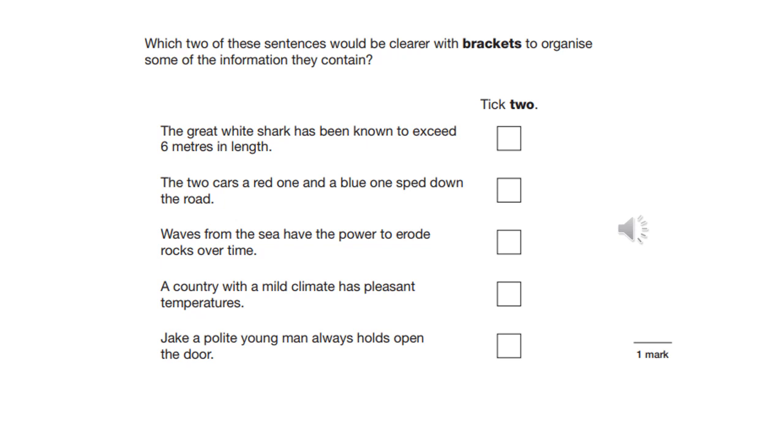If we go down to sentence number 3, that doesn't need any brackets to help organise the information. The same for question number 4, that's fine on its own. But question number 5 has added extra information about Jake. A polite young man should be in brackets because the main clause is Jake always holds open the door. How did you get on with that?